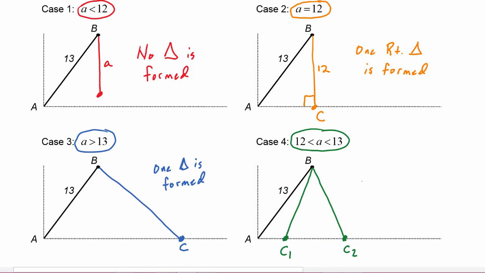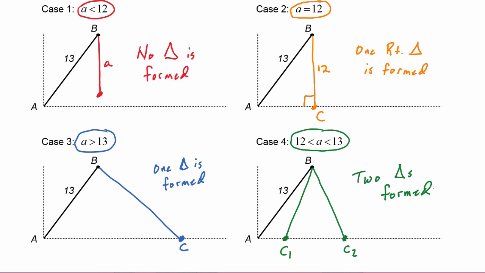So in this case, there are two triangles formed. Now this is what we mean by the ambiguous case, because you don't know if it's going to end up that no triangle gets formed, or maybe a right triangle gets formed, or another type of triangle, you get one triangle, or maybe two triangles get formed.